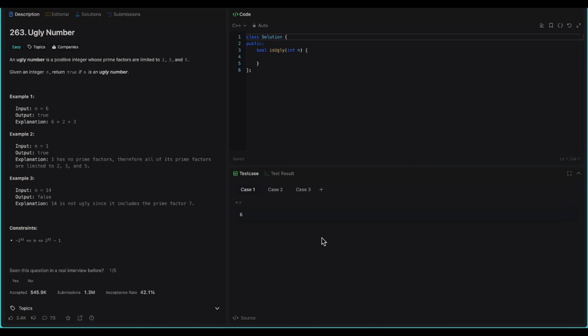Hello everyone, let's talk about another easy problem on Leetcode today. Ugly number, Leetcode 263. In this problem, we are given an integer n and we should return true if it is an ugly number, otherwise we should return false.